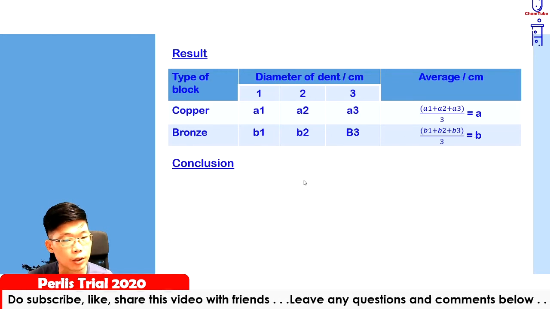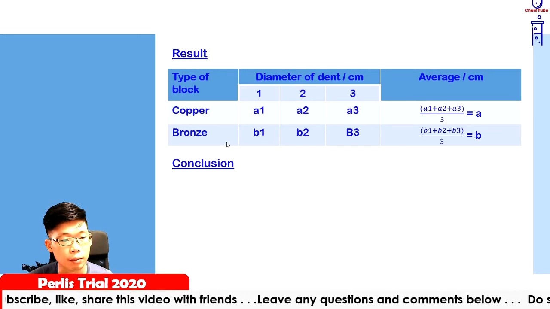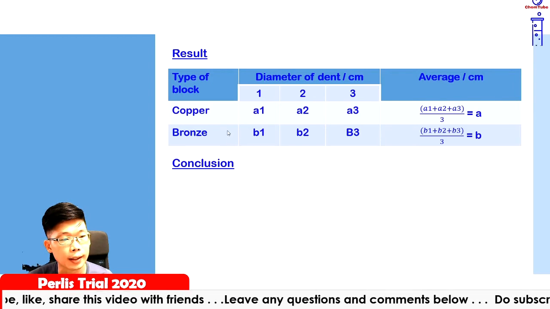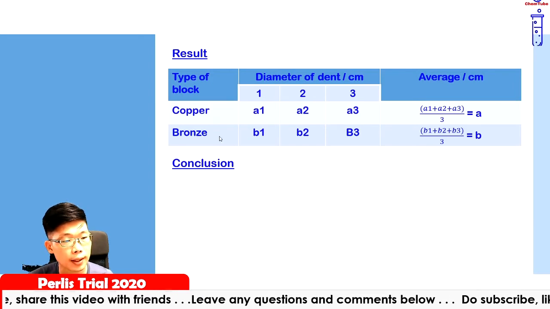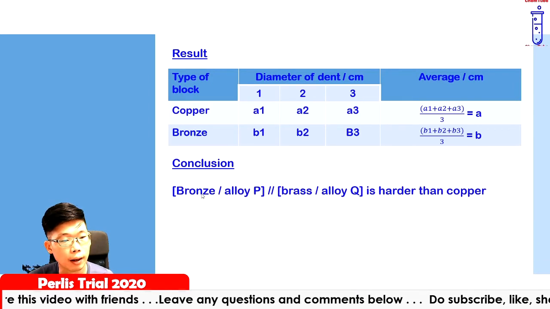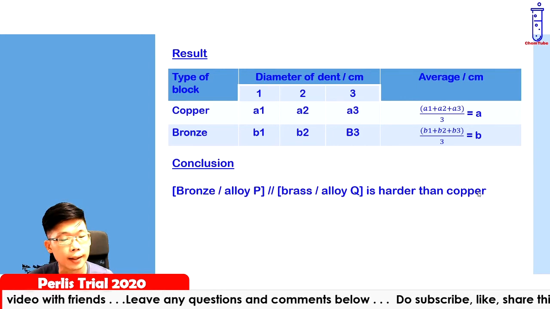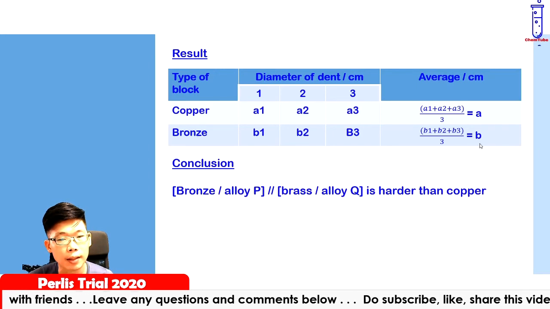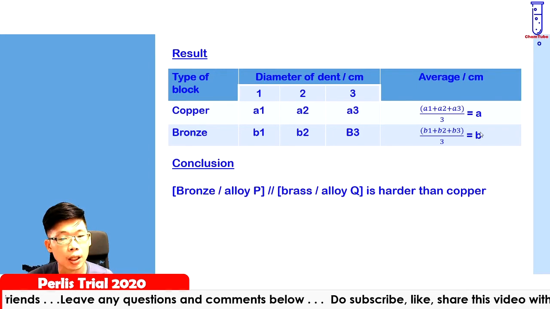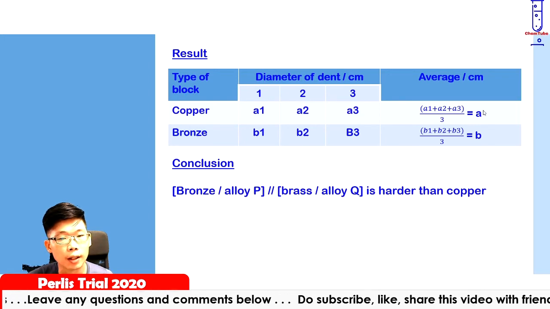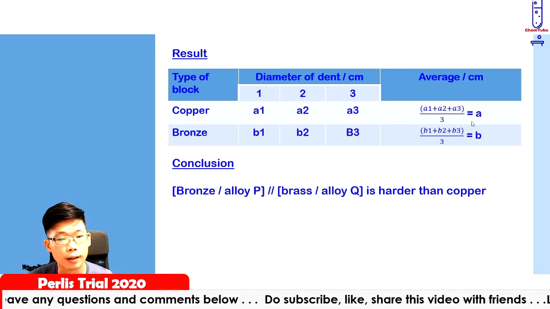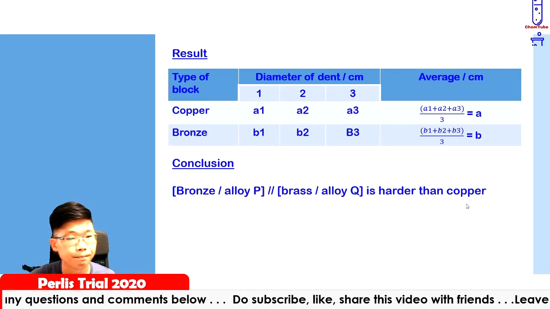So as a conclusion, okay, we know that bronze is harder compared to its pure metal. So bronze is harder than the copper, meaning that the diameter of the dent, B, will be smaller compared to A, to show it is harder.